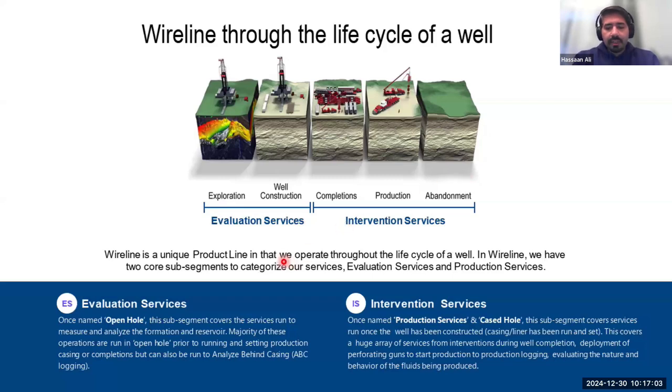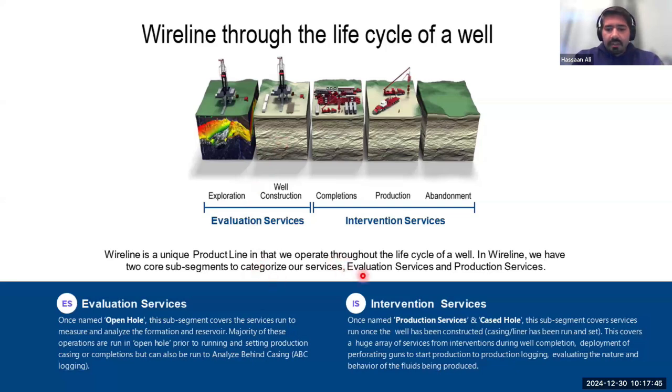So we actually divide them into two types of services. The first are called evaluation services. And the second one is called intervention services. Evaluation services are primarily what in the legacy operations used to be called open hole services. This type of operation effectively measures and analyzes the formation and reservoir. The majority of these services are usually run in open hole configuration. That means before we set and run the production casing or completion. So effectively during the drilling operations and construction operation.